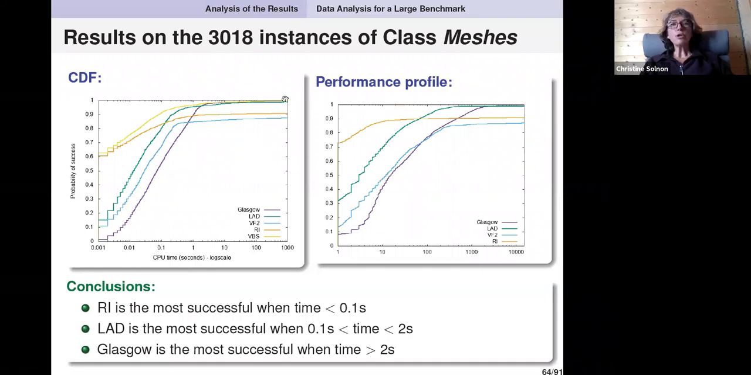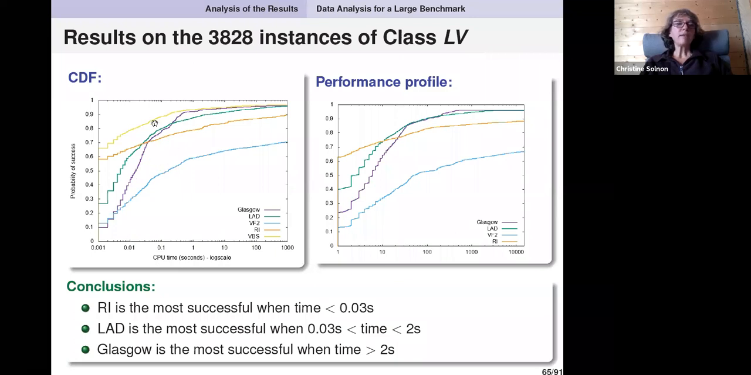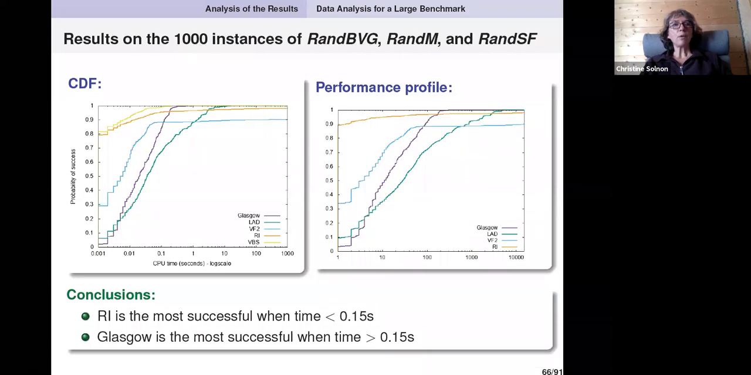Now I obtain different conclusions on other classes. Here is a second class of real-world instances, and on this class Ri is good at short CPU time limits, but then LAD becomes better, and finally Glasgow is the best one at the end. And I can see that on this benchmark, the VBS is higher than all the other plots. So there is no single winner on this benchmark. Then for LV, this is quite the same conclusion, no single winner. And for the random instances also, I don't have a single winner.